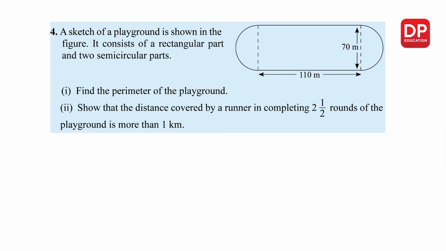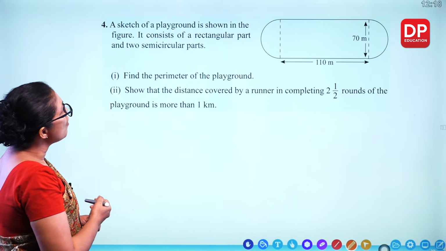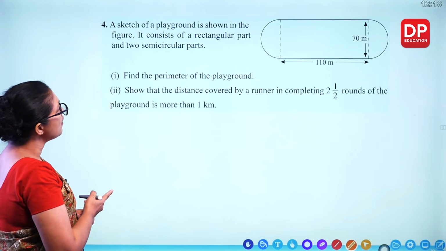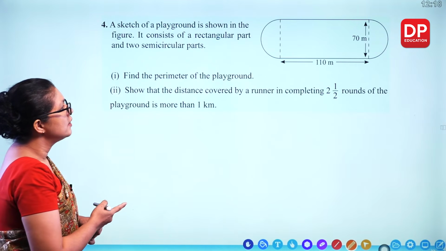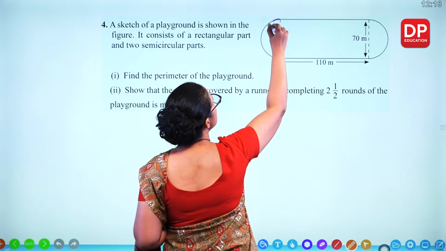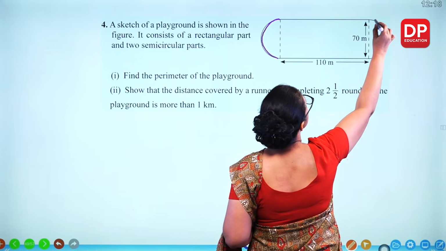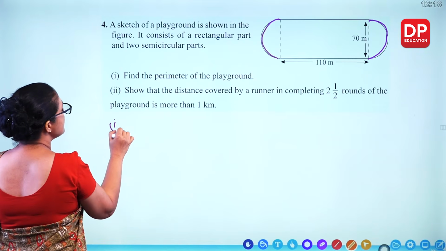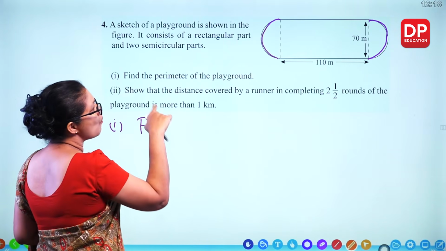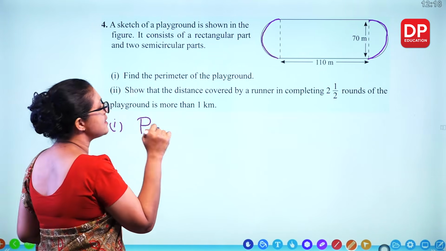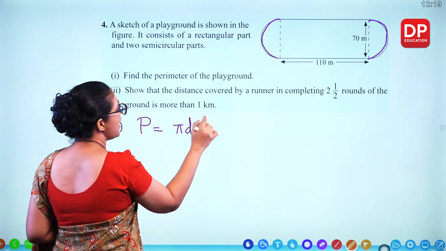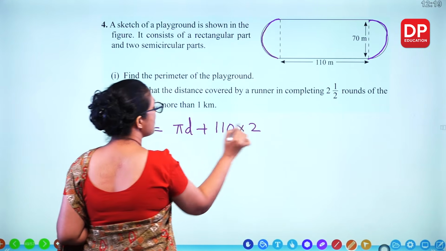Question number 4. A sketch of a playground is shown in the figure. It consists of a rectangular part and 2 semicircular parts. Find the perimeter of the playground. Now, can you see this semicircle and this semicircle? When you connect, you get one full circle. So, what's the perimeter of this ground? One full circle. So, diameter is given. So, pi d plus 110 and another 110 multiplied by 2.